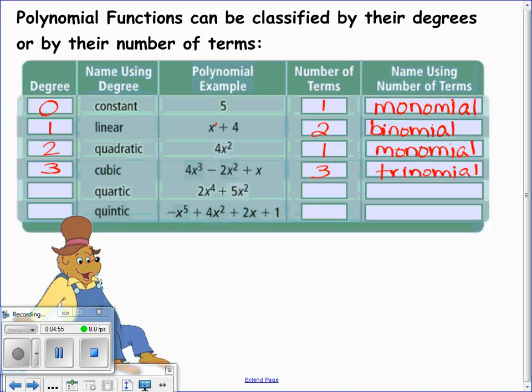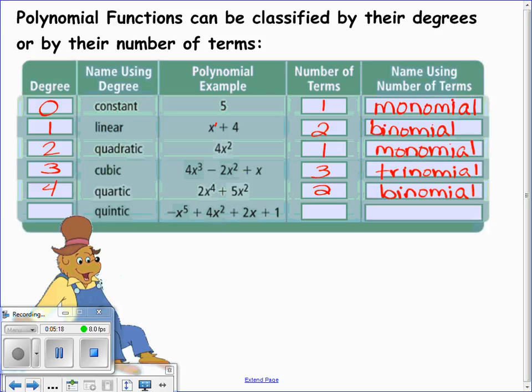All right, x to the 4th is called a quartic. I always think of 4 quarts in a gallon. Makes you remember quartic, 4. So fourth degree. How many terms does that one have? 2. We call that binomial. You guys have seen a lot of these words before, haven't you?